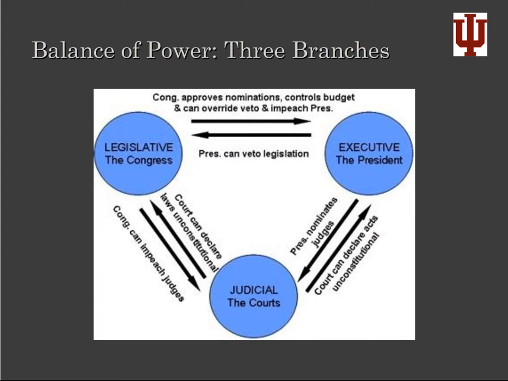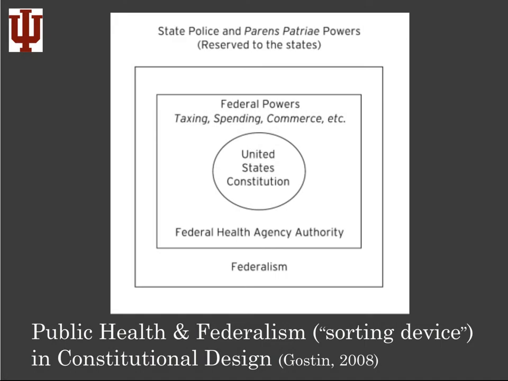Even as we think about federalism, which we'll talk about in a moment, that is also very present in the current debate around healthcare reform. All of this is about powers and balancing the powers and authority. So this slide, also from Gostin, describes the allocation of powers to the federal government from the states, if you will. This is our reservation of powers to states as federalism, what Gostin calls our sorting device.